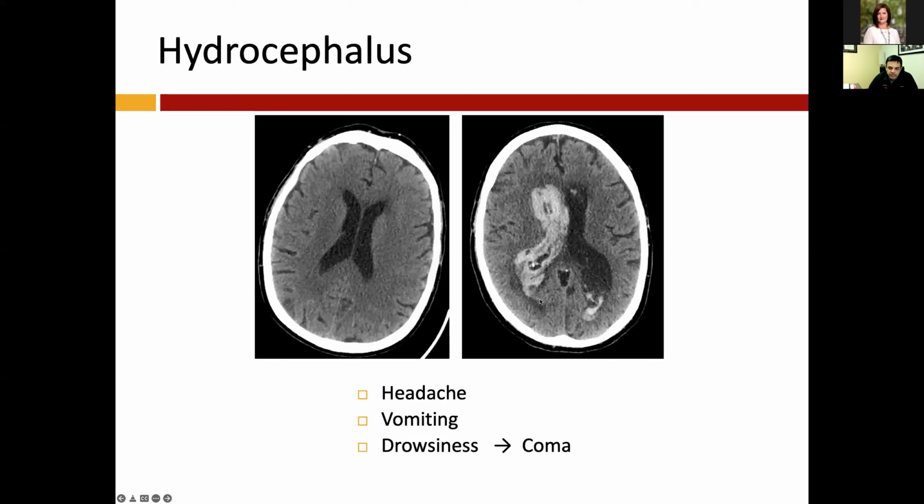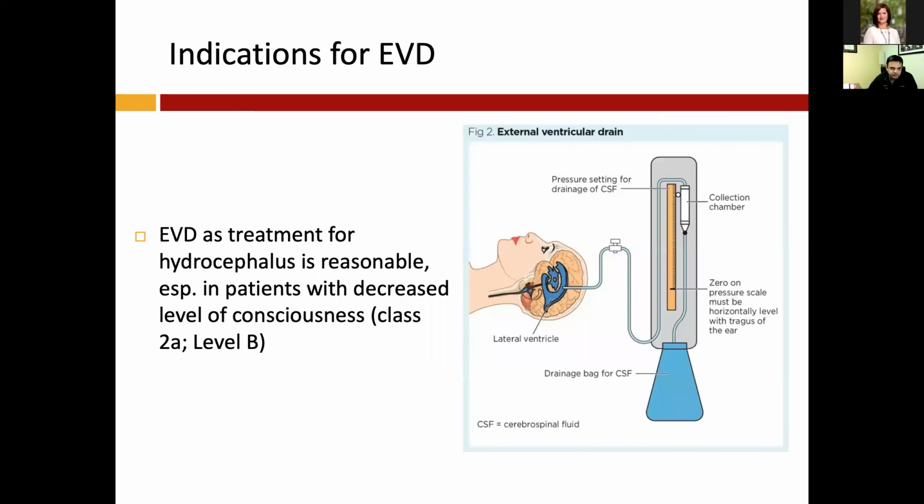How do patients manifest clinically? Patients usually show up with headache, vomiting, progressive lethargy, and drowsiness to the point that they get comatose. They start snoring. That's a classic sign that we see when altered mental status because of a neurological condition starts. And so what we do is we place an EVD, or an external ventricular drain.